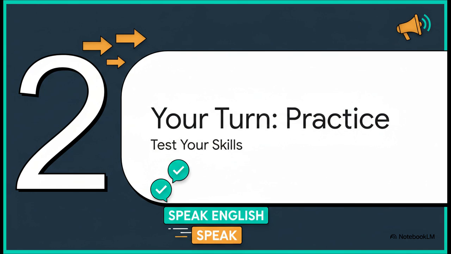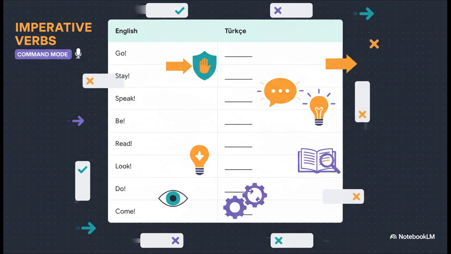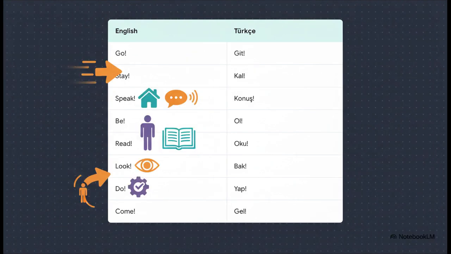Okay, that's enough of me talking. Now it's your turn to jump in and actually try this out. Let's see how you do with a quick little challenge. Okay, on the screen, you're going to see 8 super common imperatives in English. What I want you to do is hit the pause button right now and try to write down what each one means in Turkish. Come on, go for it. Pause now. All right, did you do it? Ready to check your answers? Let's see how you did.